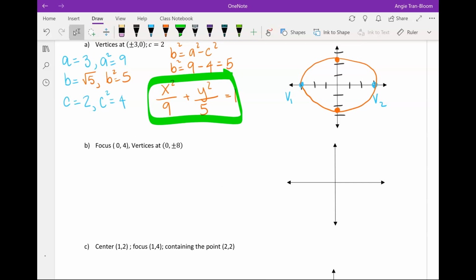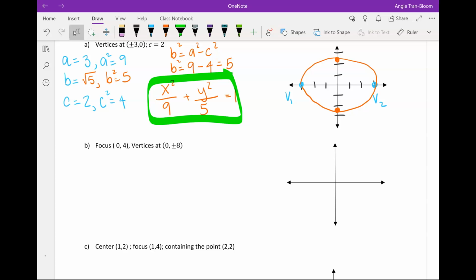Okay, why don't you guys try b? Get a head start. I'll give you 2 minutes to get a head start on b, and then we'll come back together. If you are stuck because you were absent yesterday, can you talk to your new neighbors? Or if you need some support, talk it out.